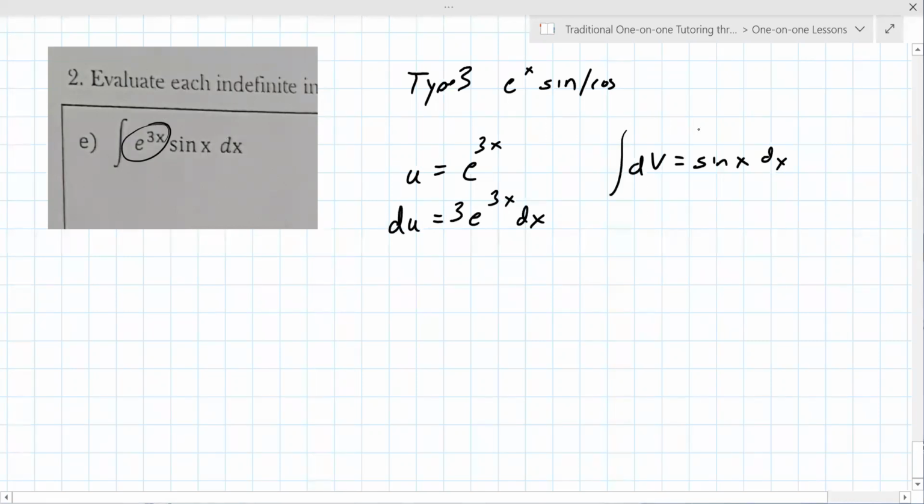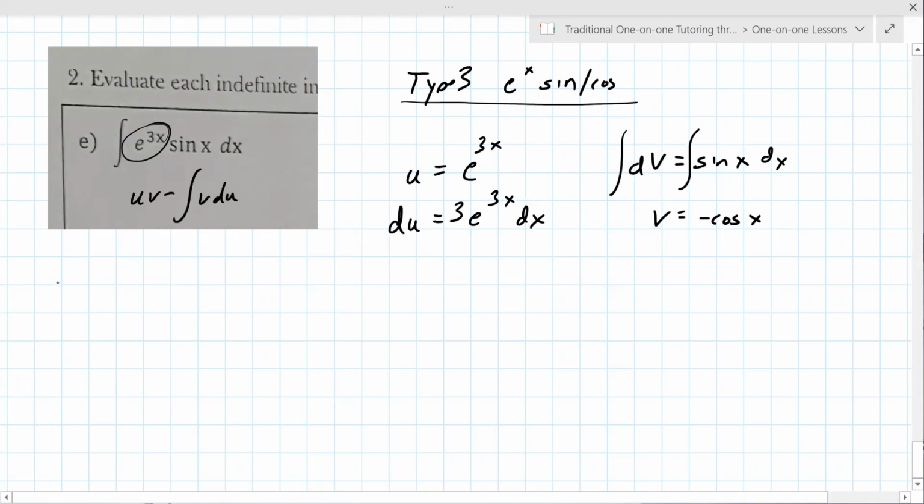And on the right here, you're integrating. So your v is minus cosine x, because the derivative of minus cosine gets you back to sine. Take a look at this and let me know if there's anything that you would like me to clarify. No, that looks good. Okay, so it's uv minus integral v du. We have u, we have v, we're good.